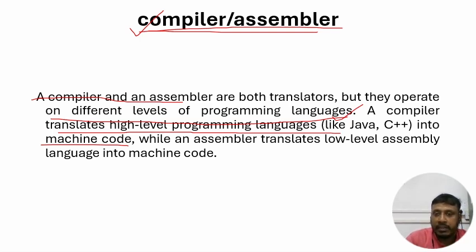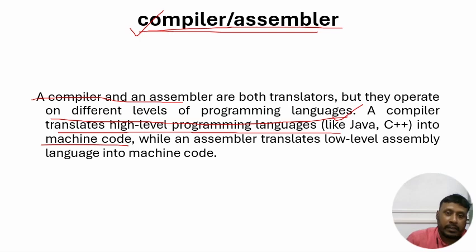Phases of a compiler. What are the phases of a compiler? Different types of phases are there. We will discuss them later: the lexical analysis phase, syntax or semantic analysis phase, intermediate code generation, optimization, code generation, and code linking and assembly. These are the different phases of a compiler. We can discuss all these in detail later.